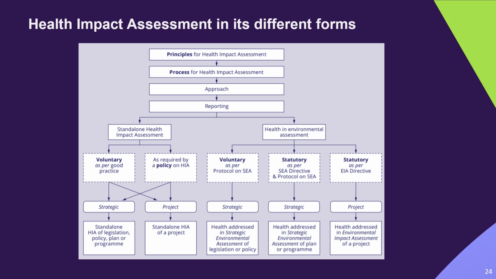Environmental assessment, which in most cases is a statutory process, is required to consider human health. As I mentioned a few moments ago, environmental assessment is an umbrella term for strategic environmental assessment and environmental impact assessment. Both standalone HIA and health and environmental assessment are applied at the strategic level to legislation, policies, plans and programmes, and at the project level to individual projects. You will see this diagram again in the online learning module, which you will complete as part of this teaching session.